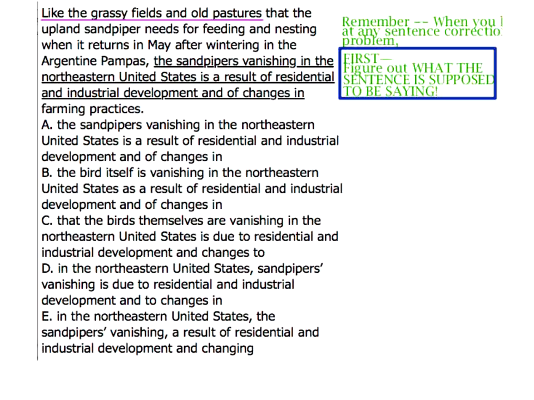So who can tell me what is like the grassy fields and old pastures in this sentence? When you first read that, you might think you're going to compare grassy fields and pastures to some other area or place. But not in this sentence. Yeah, right? It's the bird. So what is this sentence saying? It's saying the grassy fields and pastures are like the sandpiper itself.